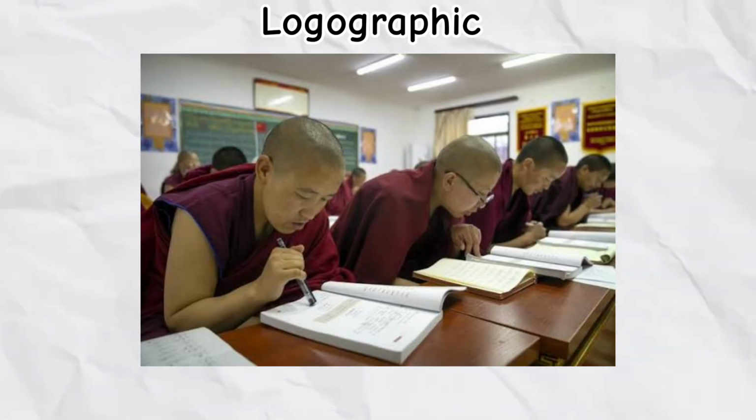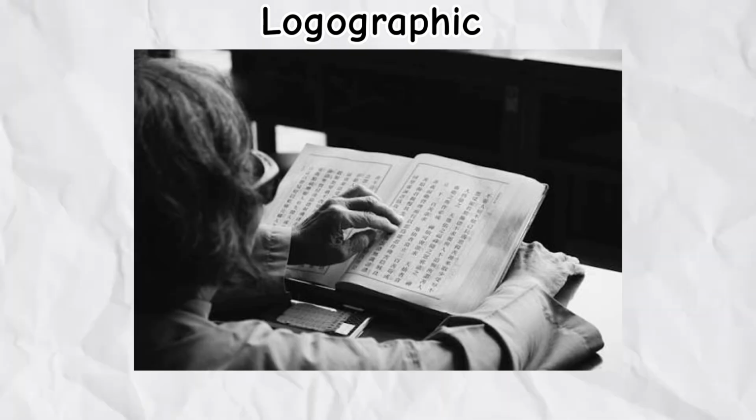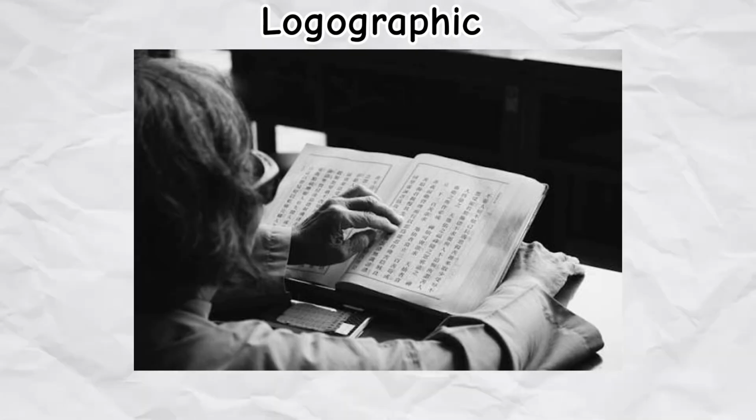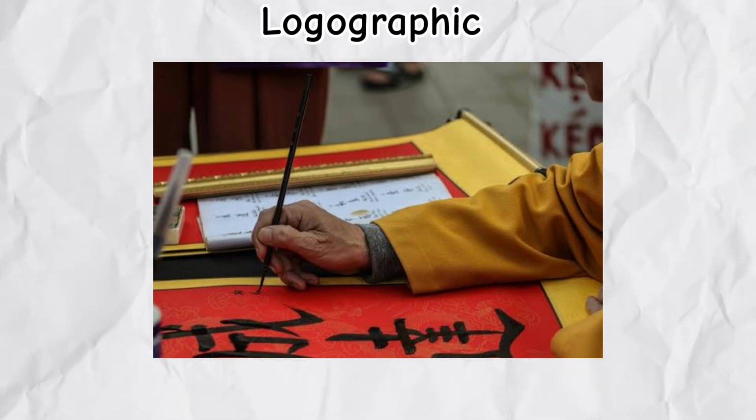Logographic systems are powerful because one symbol can express complex ideas. They also allow people who speak different dialects to understand the same writing. Learning a logographic system takes effort, since thousands of symbols may be needed, but it preserves meaning across centuries.